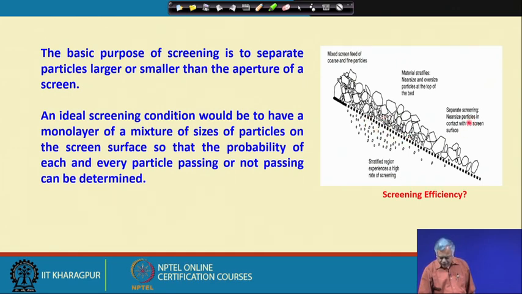This is a separate screen, with near size particles in contact with the screen surface. These are the near size particles, and these are the near size and oversized materials. An ideal screening condition would be to have a monolayer of a mixture of sizes of particles on the screen surface, so that the probability of each and every particle passing or not passing can be determined. This is the point which I have already discussed.